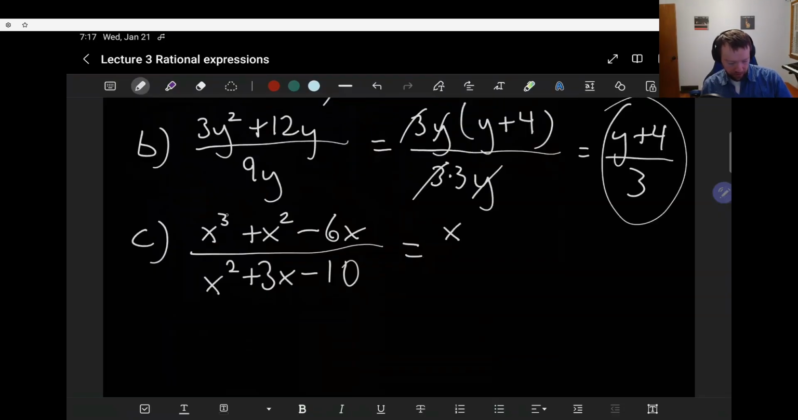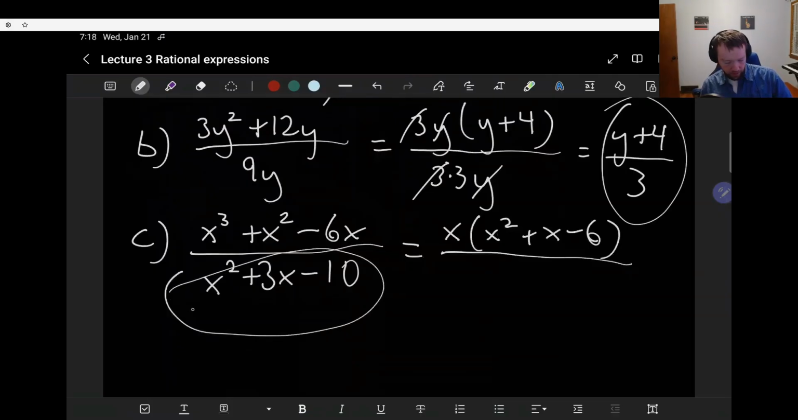First order of business, in this numerator each term has a common factor of x. If I factor out x, then what was x cubed is just left as x squared, then we have plus x minus 6. And this denominator, I think I just want to go ahead and factor like a standard trinomial. There is no common factor that can be taken out of each term.